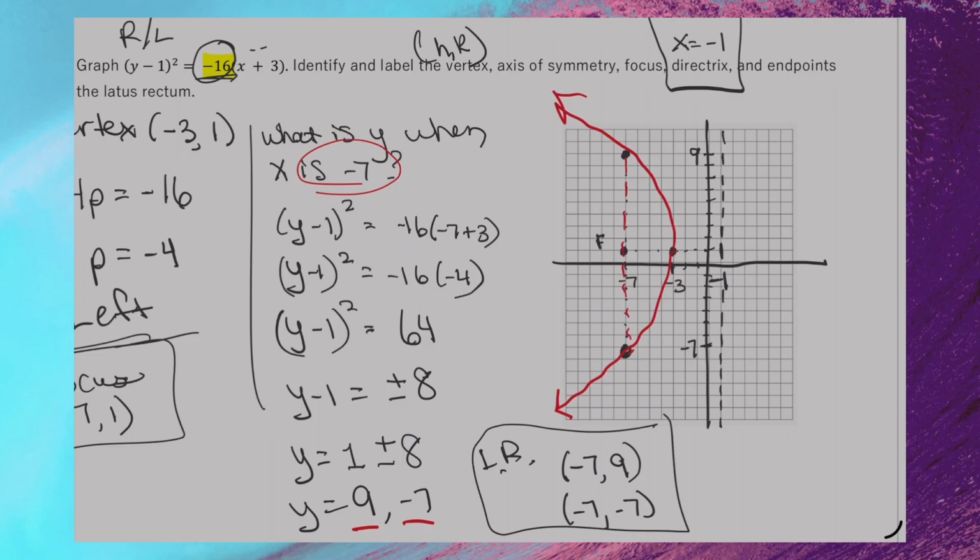So got the endpoints right here. Got my focus. So I got my axis of symmetry. If we folded this in half right here, my axis of symmetry would be the horizontal line y equals 1. Check. Focus I have, directrix I have, endpoints I have. Okay. All right.